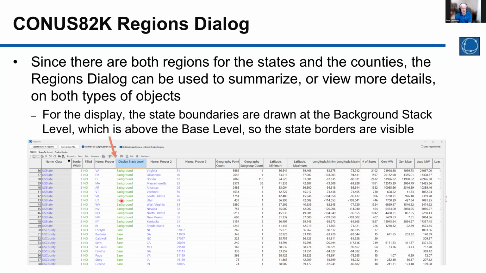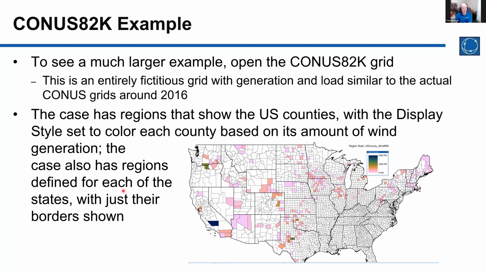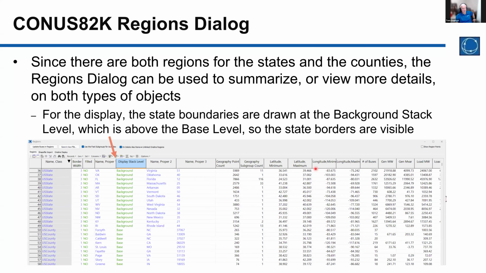This display, and you have this on the link that I gave you, because I wanted to highlight the state borders. I actually have regions for the counties and I have regions for the states. And then I put the states at a lower display stack level. I put them at the base level, whereas I put the counties at the background level. And then I've got the counties filled and the states not filled. So that's how I'm getting the thicker lines for the states. It's all a single display.